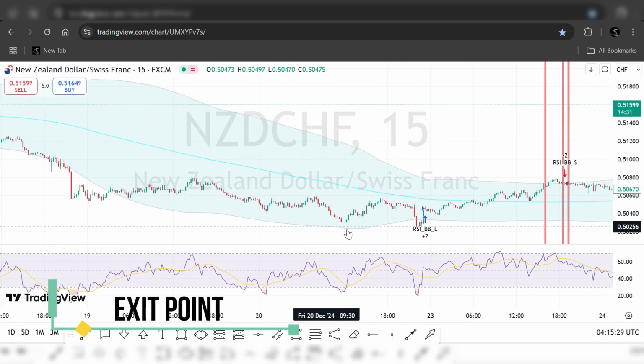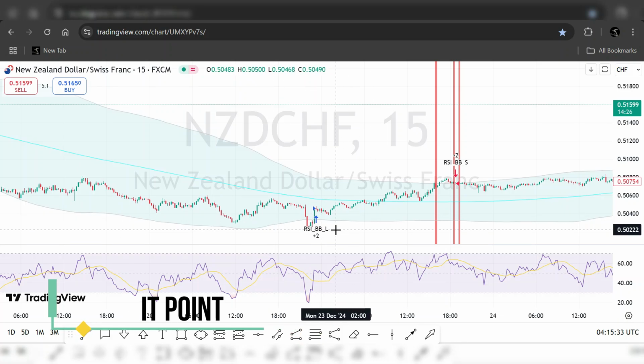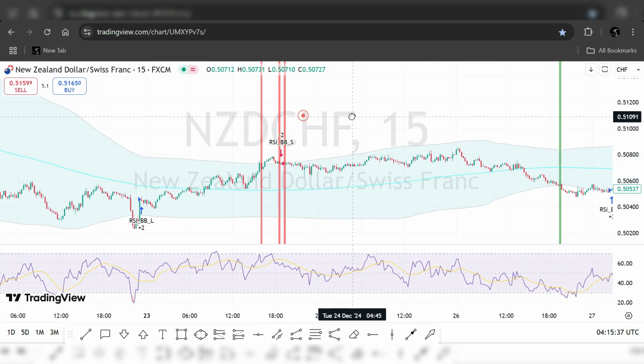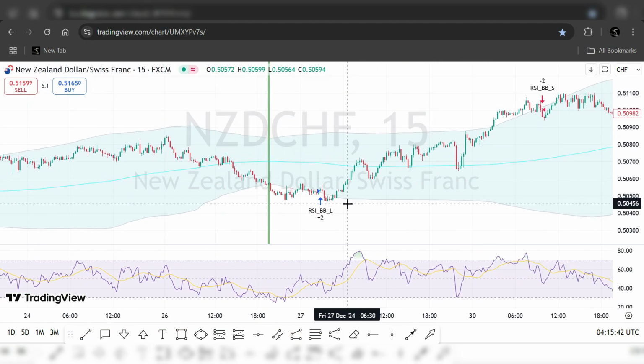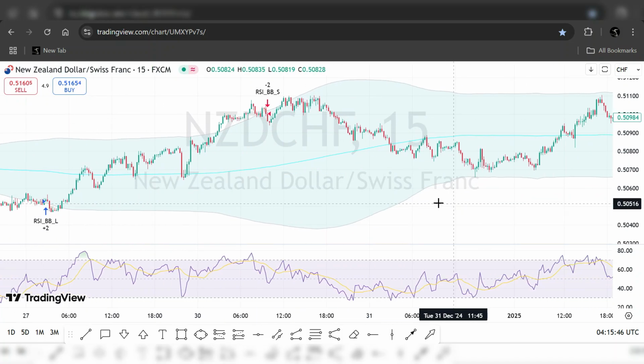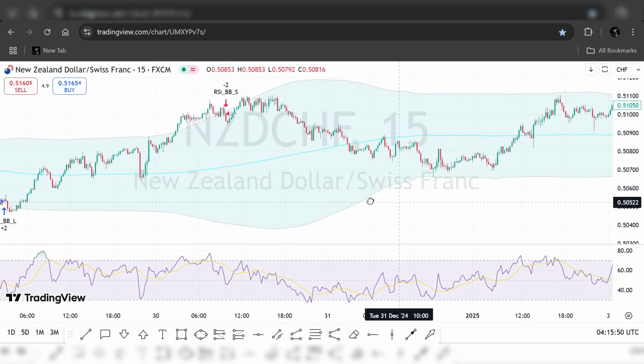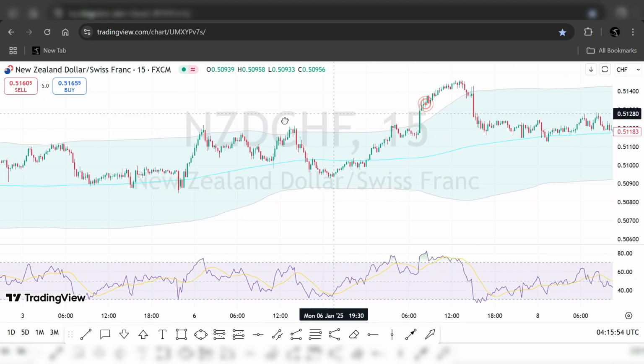Monitor RSI and Bollinger Bands for signs of reversal. Use Fibonacci extensions to set profit targets. Use Bollinger Bands to gauge market volatility and adjust position sizes accordingly.